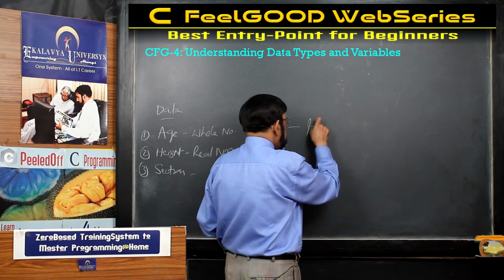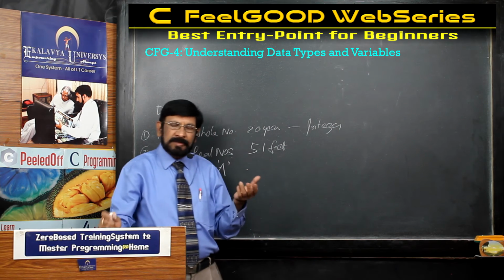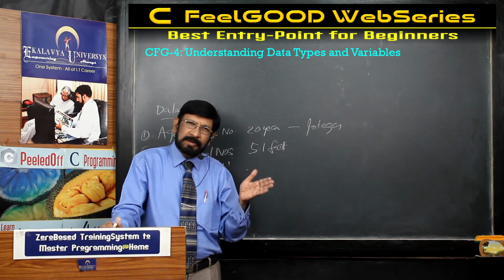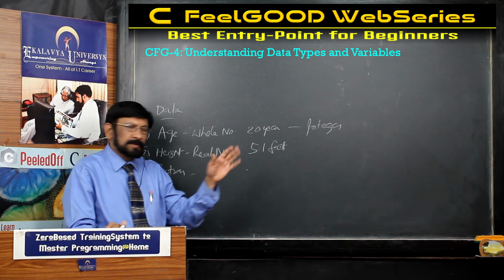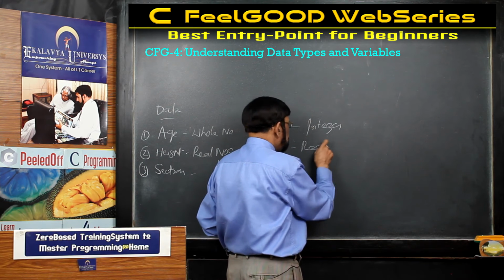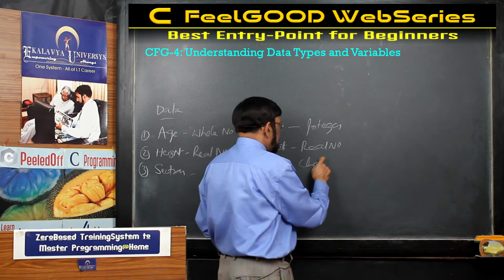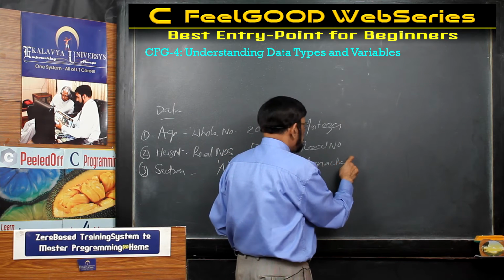What do we call them? Integer. Integer always represents whole numbers, either positive, negative, or zero. Second one, this is a real number or fractional number. This is a single character, simply called character.